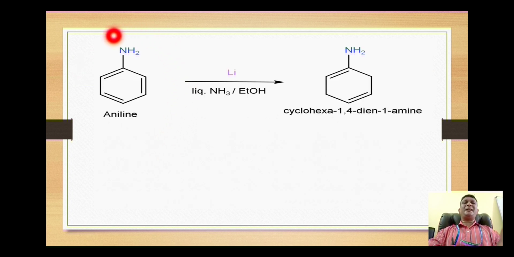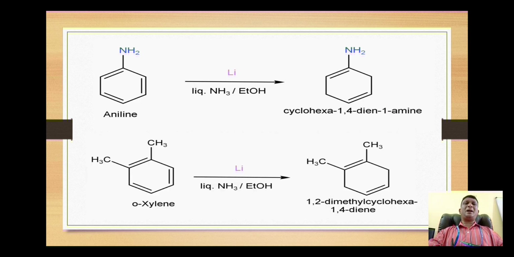Suppose we start with aniline and treat it with lithium and liquid ammonia and ethanol. Once again, the amino group is the strong electron releasing group. So this carbon does not undergo the reduction. Rather, this adjacent carbon undergoes the reduction, and with respect to this will be the fourth one. So reduction takes place at this and this position. So when reduction takes place at this and this, the double bonds will be split out and a new double bond will be formed over here. So aniline will give the formation of this cyclohexa 1,4 dienamine.